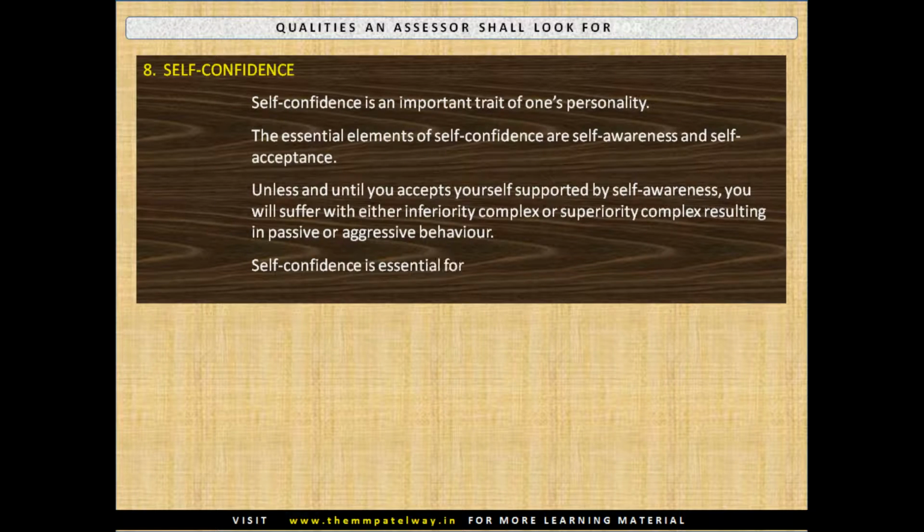Now let's try to understand who is a balanced person. A balanced person will stand for his views and his opinion in spite of resistance and non-acceptance by others. He will not unduly surrender, and at the same time, he will not be unduly aggressive. He will be able to stand for his views confidently and assertively. Self-confidence is essential for healthy interpersonal relationships and personal effectiveness.